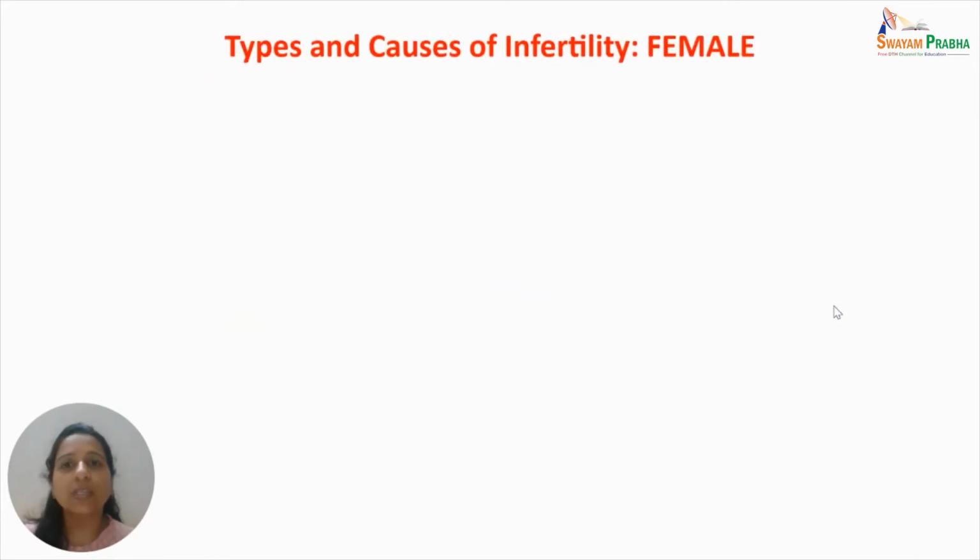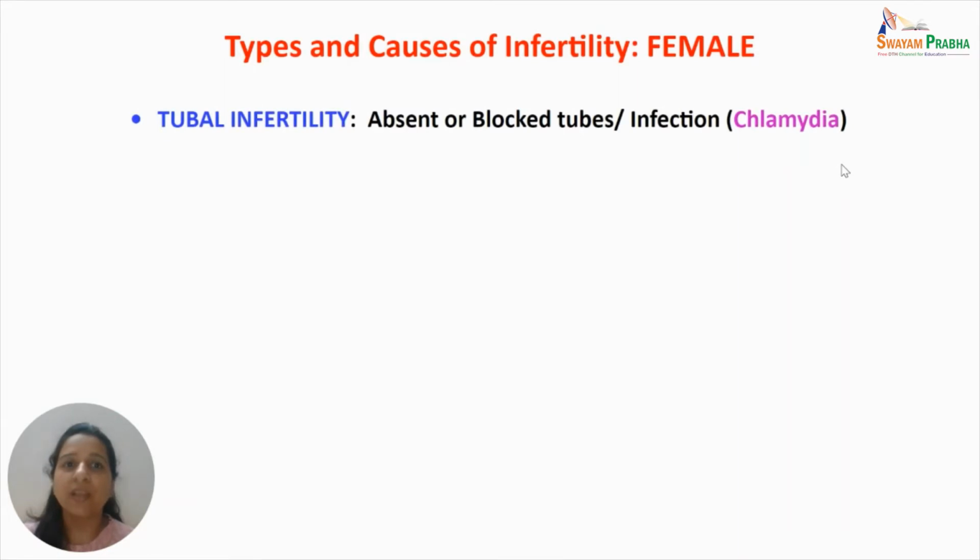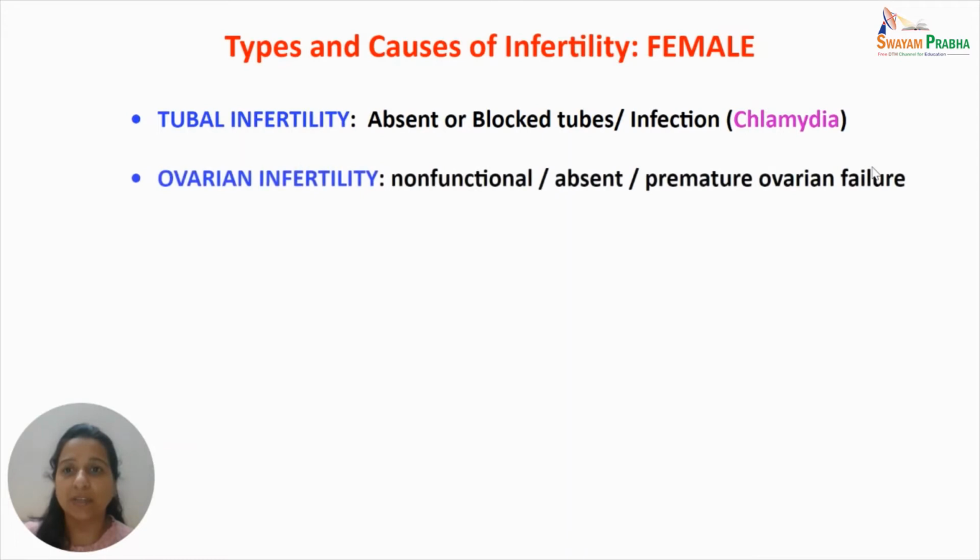So, under what causes and what types of infertility may a female be referred for in vitro fertilization? Number 1, when the female has infertile tubes. Infertile tubes literally means the fallopian tubes may be absent or blocked. This blockage may also be because of some kind of infection, for example, chlamydia infection can lead to blocked tubes.